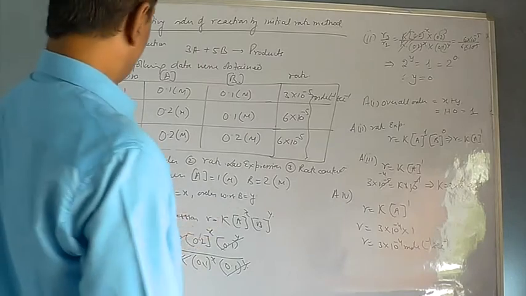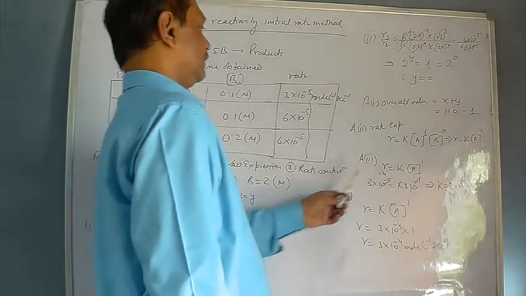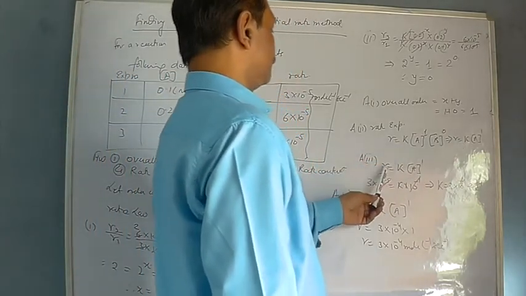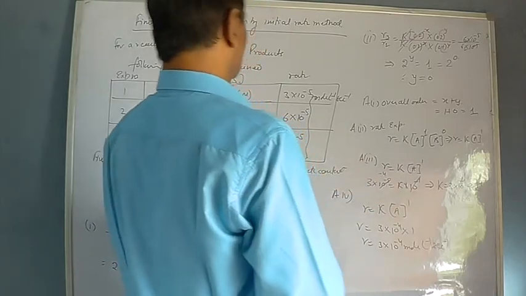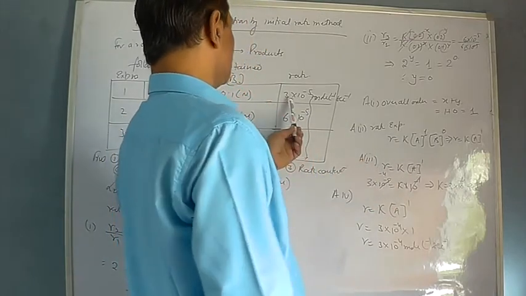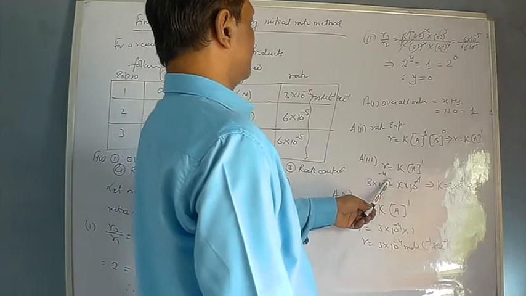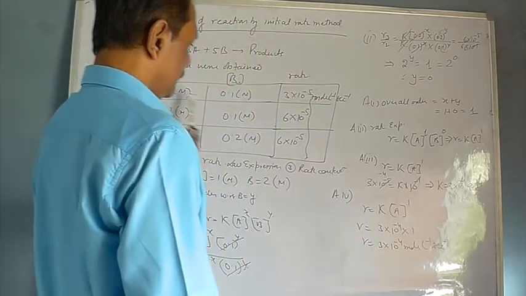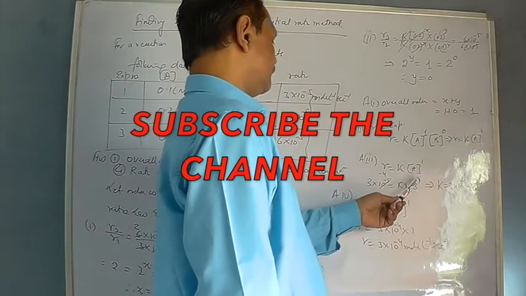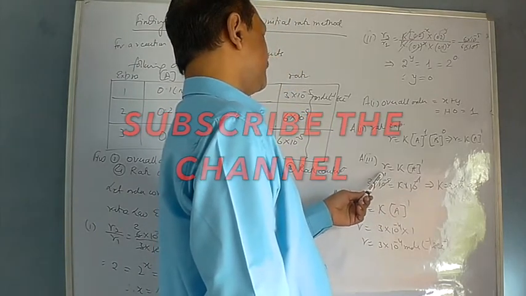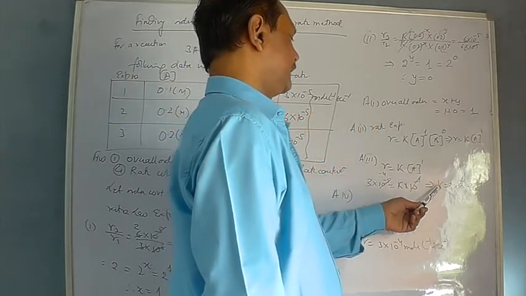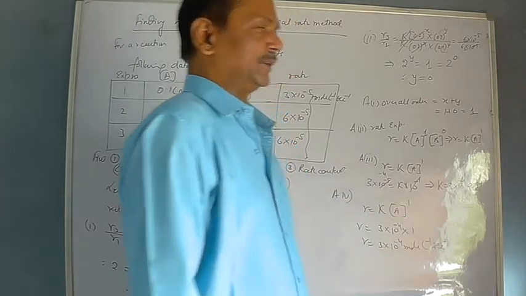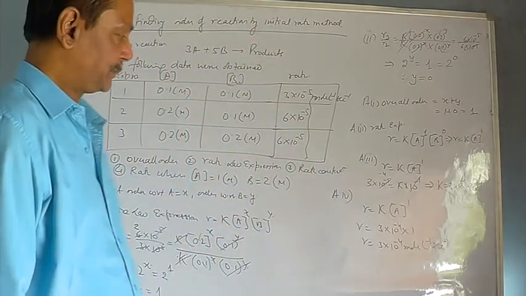Similarly, answer number 3, rate constant. We'll take this rate law expression again. R equal to K, A to the power 1. Take any one of the rates here. So I am taking the first one. 3 into 10 to the power minus 5 equals to K. Concentration of A was 0.1, that we can write 10 to the power minus 1. Minus 1 goes with minus 5, left with minus 4. So we get here rate constant value 3 into 10 to the power minus 4, second inverse.